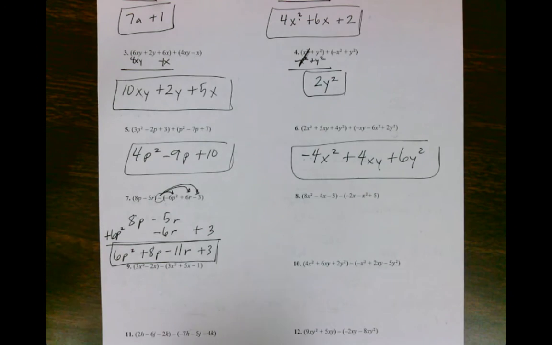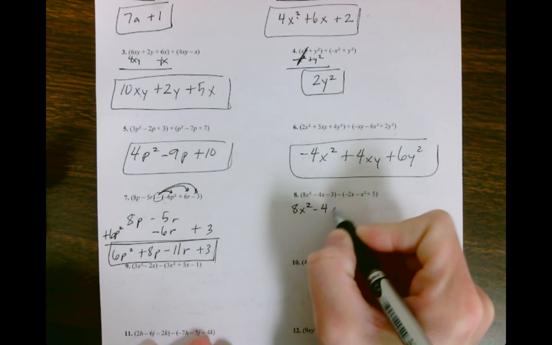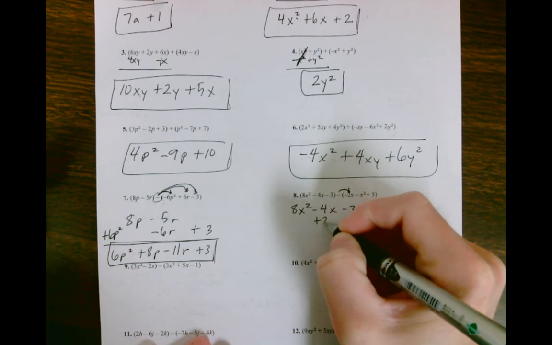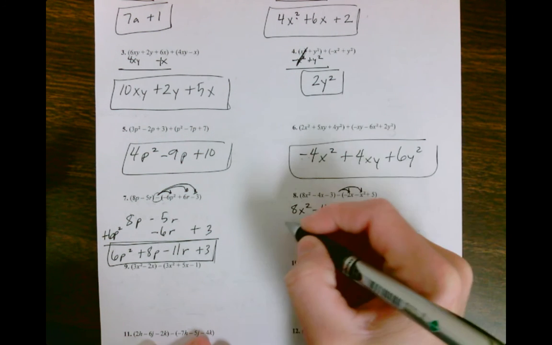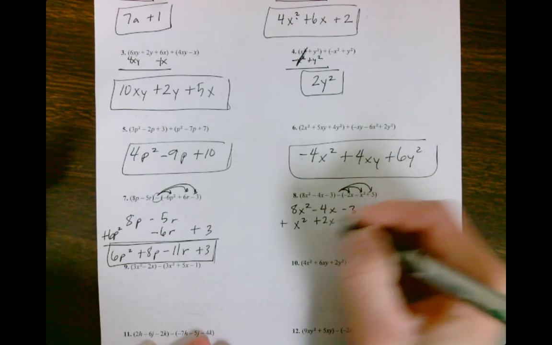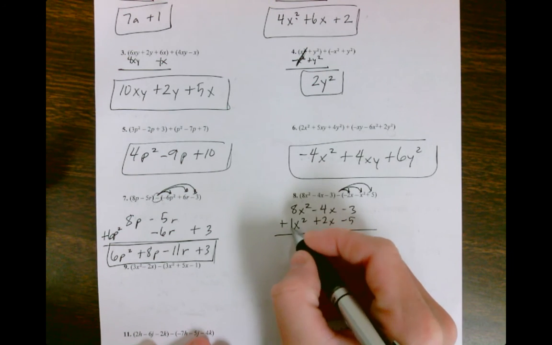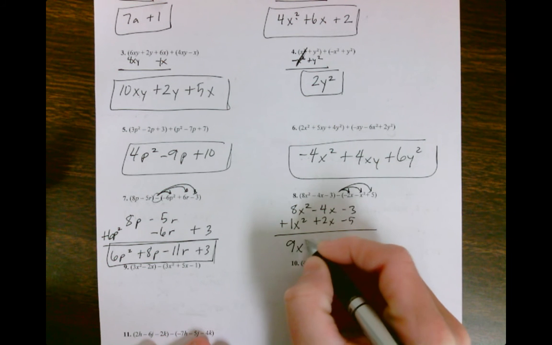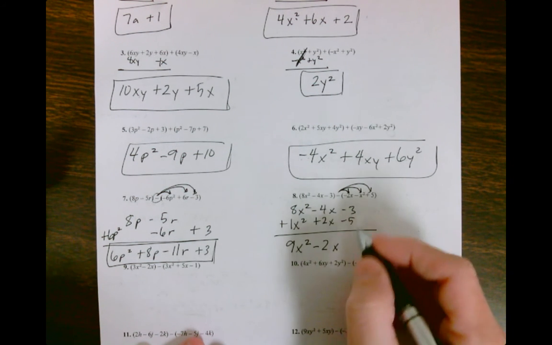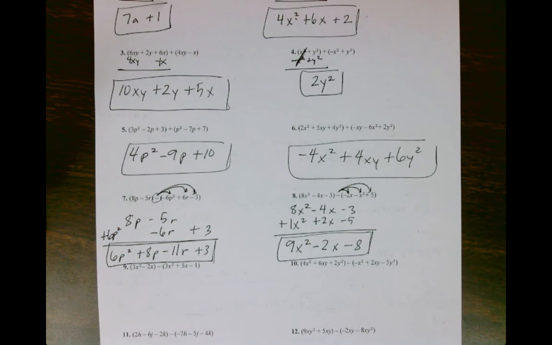Distribute the negative. So my first one here, I'm going to write it out because nothing happened to it. Now my negative here, this turned into a positive 2x. This turned into a positive x squared. And this turned into a negative 5. You see how I just line things up? It makes combining a lot easier. So we have 8x squared plus 1x squared gives me 9x squared. Negative 4 positive 2 gives me negative 2x. Negative 3 negative 5 gives me negative 8. Okay, so distribute your negative.